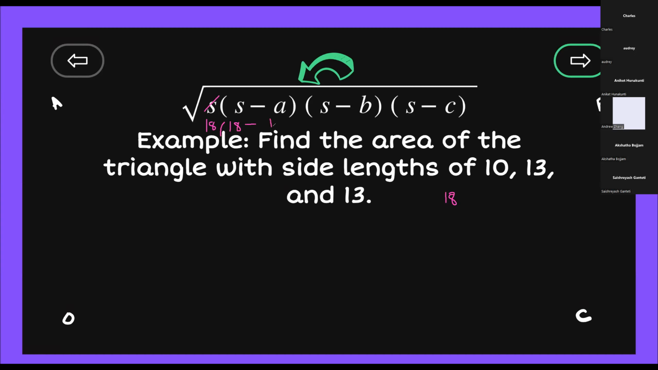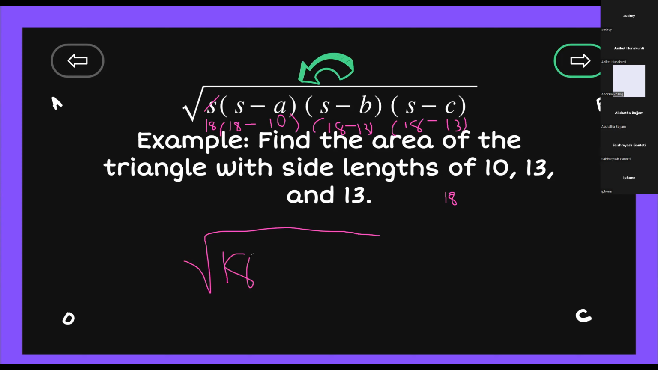So it's 18 minus 10 for S minus A, then 18 minus 13, which is equal to 5, for S minus B, and 18 minus 13 again, because we do have another side length of length 13. So that means we're left with the square root of 18 multiplied by 8 multiplied by 5 multiplied by 5, which is just 5 squared. So now, we know that this is just the square root of 18 times 8 times the square root of 5 squared, which is equal to the square root of 18 times 8 times 5, right? But we can simplify the square root of 18 times 8 further, right? So 18 times 8, let's find the prime factorization of that. So in the chat, what is the prime factorization of 18 times 8?